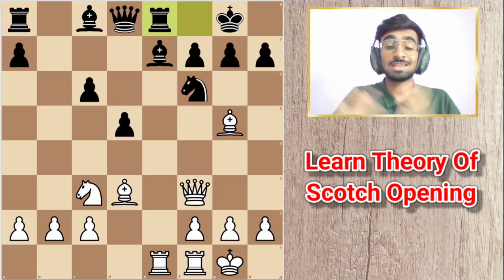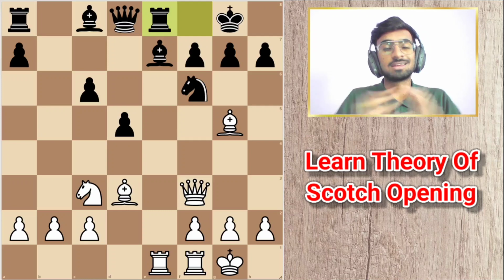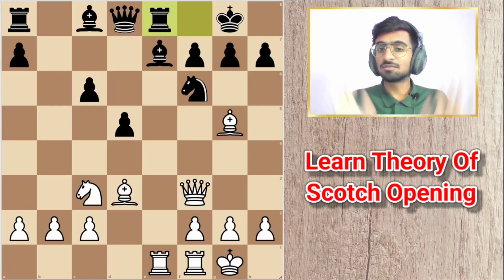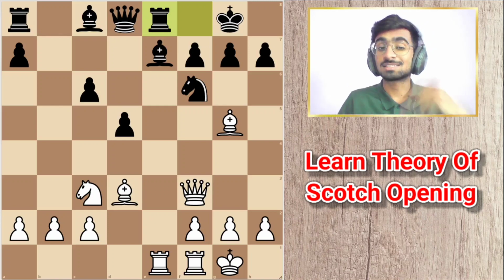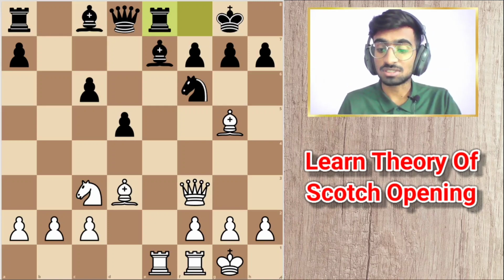So this line can be played from both sides equally, and hundreds of games have been played from here. Okay, so now let's go back and look at the second variation from the Scotch line.